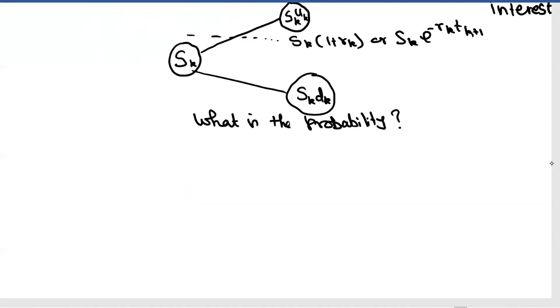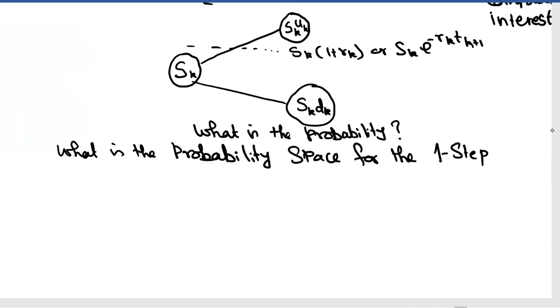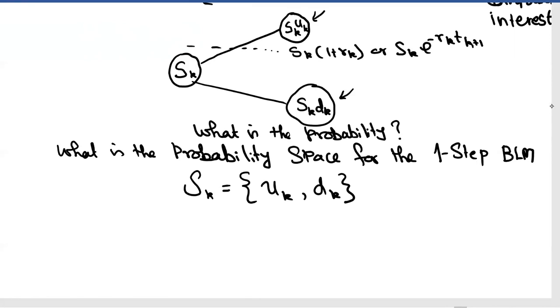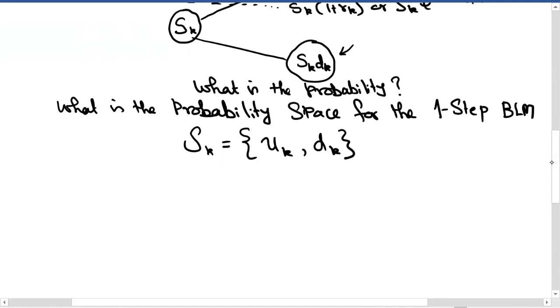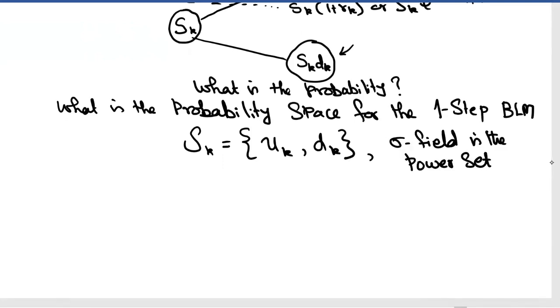So we will first construct a probability space. For the one-step binomial lattice model, we take the sample space, let's call it script Sk. You have two possibilities: either you will be taking this or this. It's like tossing a coin, where the outcome is either the head or the tail. Similarly, here you have either an up movement or a down movement. Of course, it's a finite set. Therefore, the sigma field is the power set. So this forms a sample space.